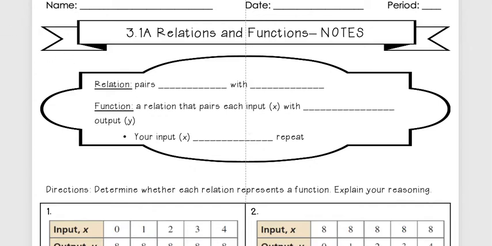So first, a relation pairs an input x with an output y. So you kind of think of these as ordered pairs, so like my x with my y. And so that's going to be a whole set of those where it pairs an x value with a y value. And we can look at these in several different ways, which we'll look at in the next few videos, but you can see these in tables where you see an x with a y.